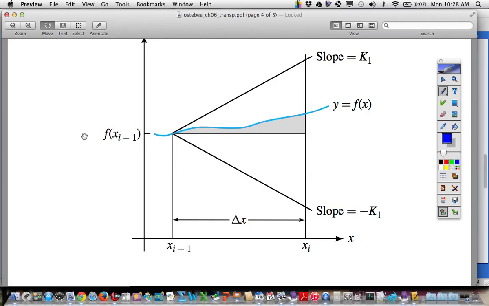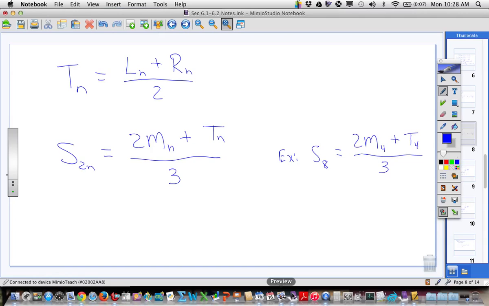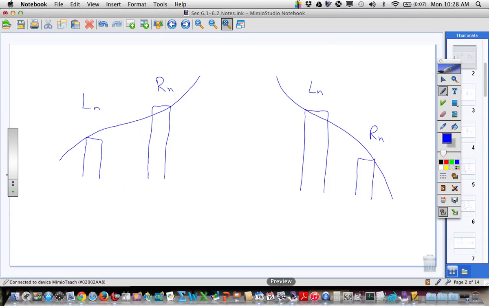All right. So first, let's talk about left and right rectangles. What causes a left and a right rectangle to be over or under? Increasing or decreasing. And what causes the amount that it's over or under? How steep it is. And what measures steepness? Slope. And how do we find slope on a curved function? Derivative, right? The derivative of the function measures the steepness.